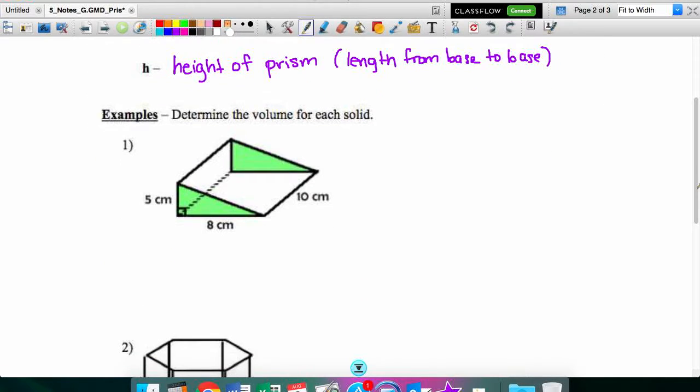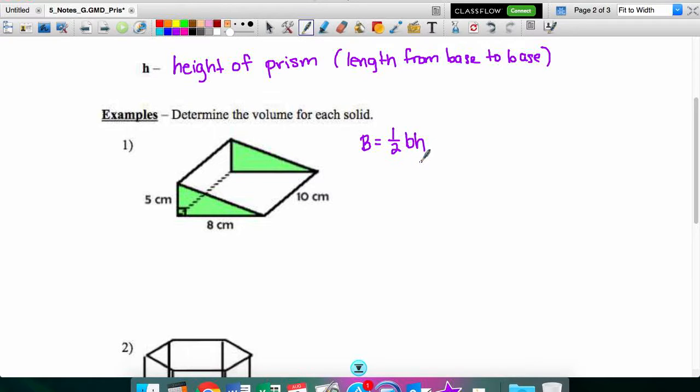Example 1 looks like we have a triangular prism because our matching faces happen to be triangles. So these are our bases right here. First thing I'm going to do is calculate the area of my base. Because the base is a triangle, the formula that I'm going to use is the area formula 1/2 base times height. As I had mentioned before, this formula will always change depending on what your figure is. In this case, I have a triangle, that's why I'm using 1/2 base times height.